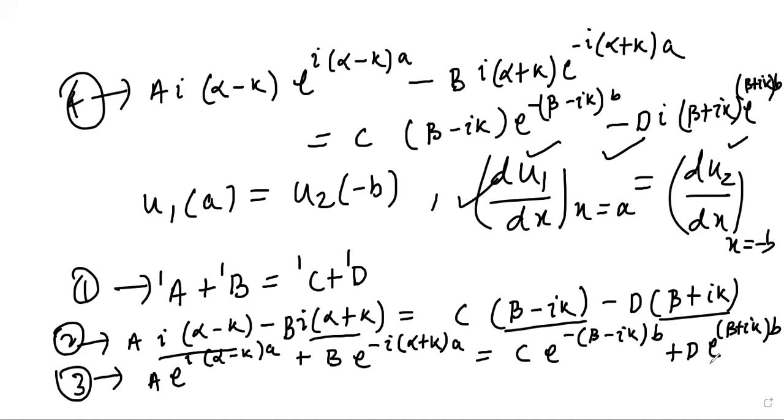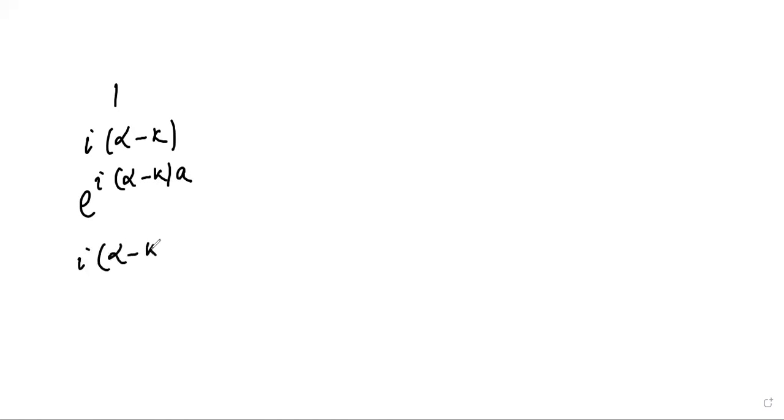So let us write all these coefficients in a determinant form. We will arrange it in a determinant form. The first column has the coefficients of a, so let us put them in: 1, then i times (alpha minus k) e to the power i(alpha minus k)a, i times (alpha minus k) e to the power i(alpha minus k)a.